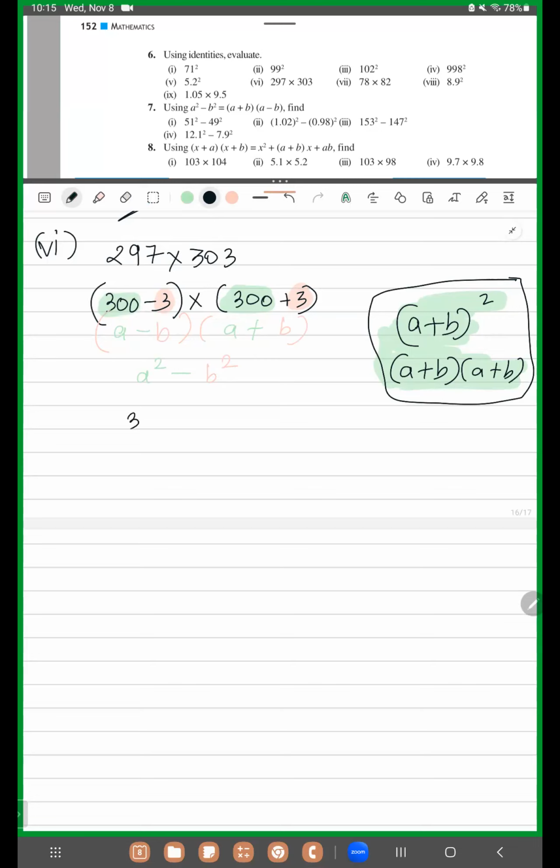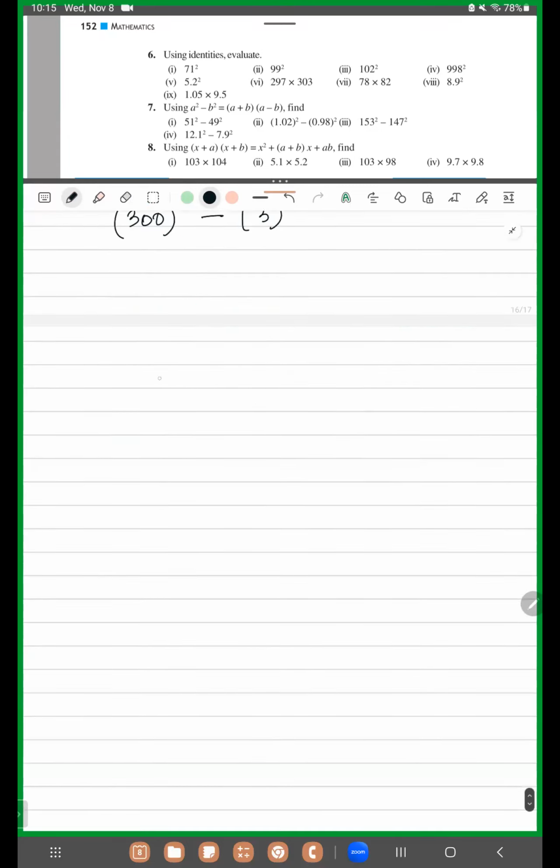Then 300 minus 3 whole square. No, not whole square, but say 300 square minus 3 square. Tell me one thing. Is A minus B whole square the same thing as A square minus B square? Just think about it and tell me. Yeah. It's the same thing.